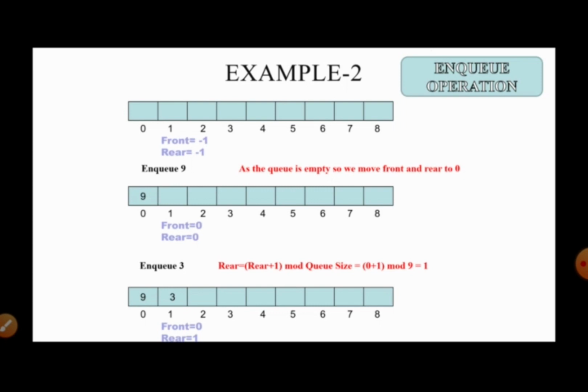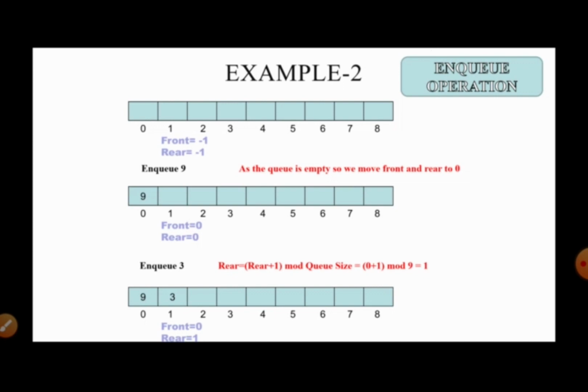Next, if we enqueue the value 9 in the empty queue, front and rear will both point to index 0. Normally, to enqueue an element, we just increment the rear index. But if the queue is empty, then we increment both front and rear, and both will point to location 0. So 9 will be at index 0.